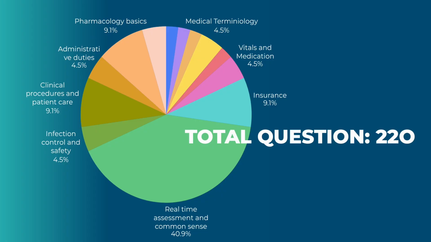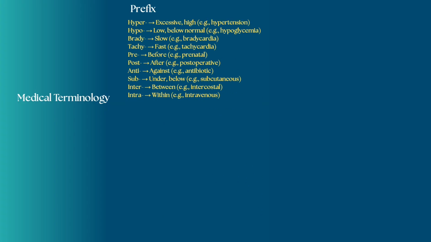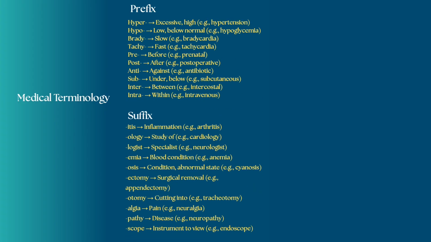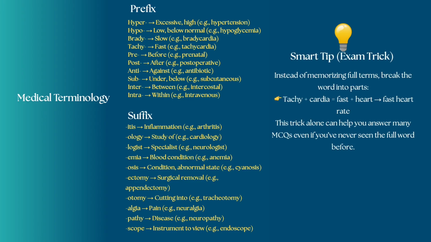In medical terminology, you will get both suffixes and prefixes. Here I gave some common suffixes and prefixes, but my tip to remember them is to break the word into parts. Like tachycardia is a word: tachy means fast and cardia means heart, so it means a fast heart rate.